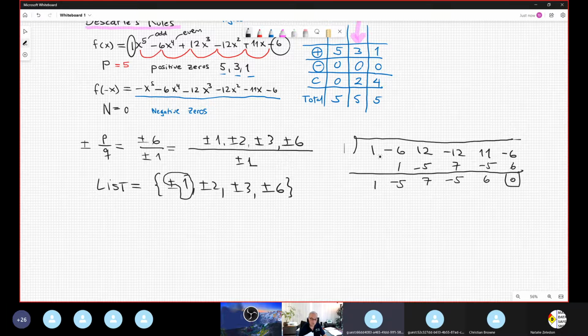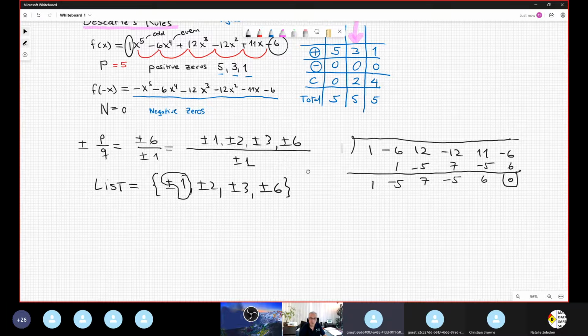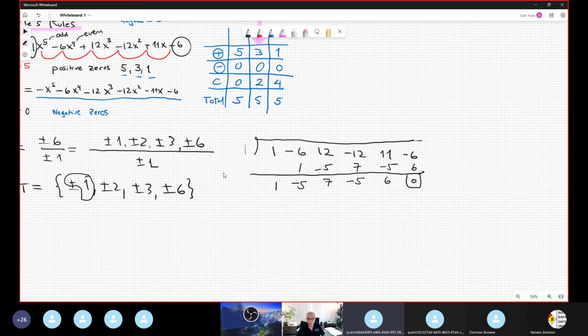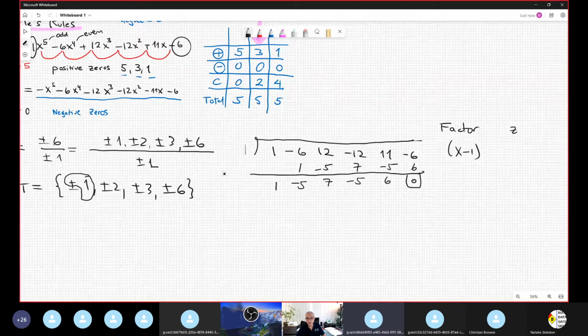Wow. Therefore, I prove mathematically that the factor x minus 1 belongs to the polynomial. This is a factor, and this is the zero. The zeros in plural, factors in plural. The zero is 1, x equals 1. It's the same number that you put here in the long synthetic division.